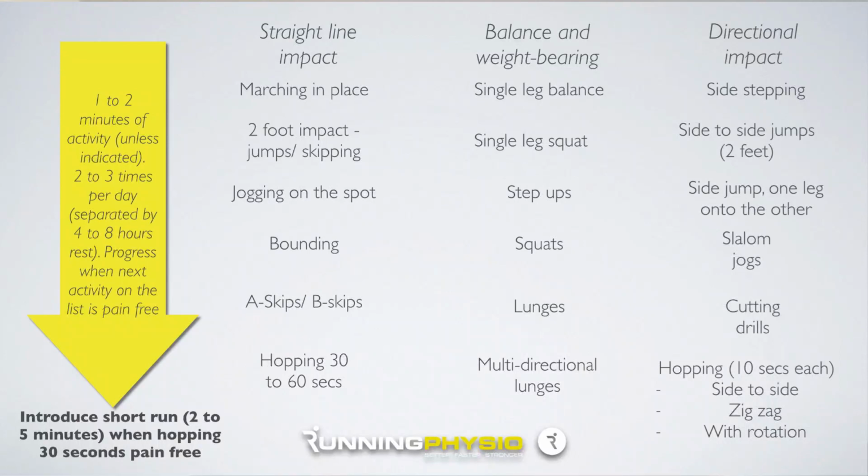And then once people are managing a minute or two of these without pain, we go up to the next level. So we perhaps go up to some 2-foot impacts, some jumps and some skipping, alongside some single leg squat work and side to side jumps, again with both feet. If they're managing that, we can go up to jogging on the spot and side to side jumps from one leg to the other. And then on to bounding, to drills like A-skips, maybe slalom jogs and cutting drills, and eventually onto hopping and even multi-directional hopping, with that hope being that once they're tolerating repeated hopping, they're certainly going to be ready to build their running.